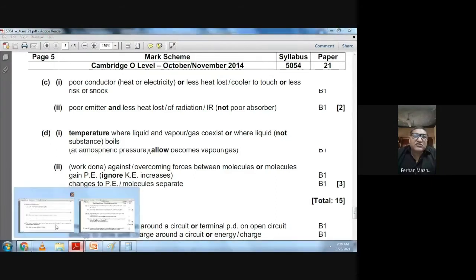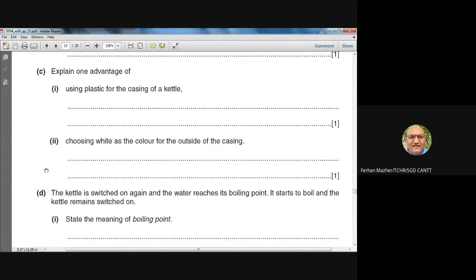Hopefully you have understood. The second part is choosing white as the color of the outside of the casing. You see, if this is an electric kettle, it has hot water in it, so its temperature is more than the surrounding. If the color of the outer side of the kettle is white, you know white color is a bad emitter of infrared radiation. So the loss of heat by radiation will be reduced if the outside color of the kettle is white.